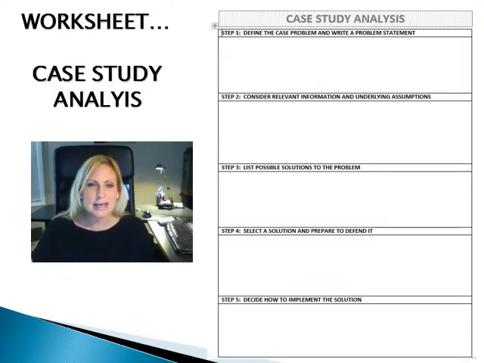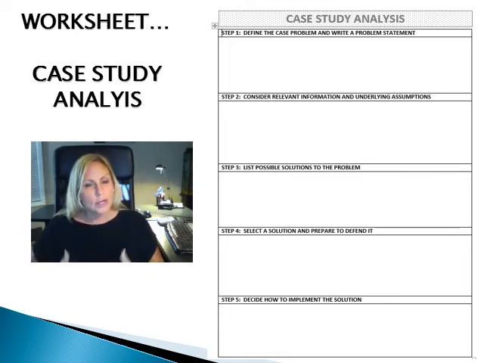The case study analysis worksheet that you're going to be using has these 5 steps. These are the steps that you want to think about, and I'll give more directions in week 3. But you're going to define the case. You're going to write a problem statement. What is this case all about? You're going to consider relevant information with underlying assumptions. So what can you assume based on the facts that are presented?